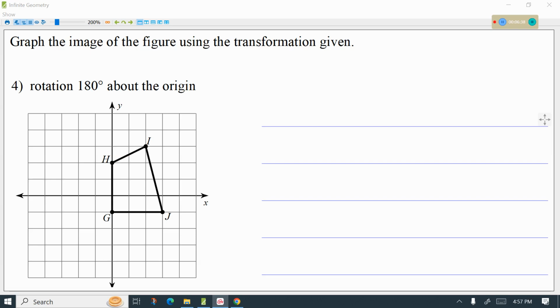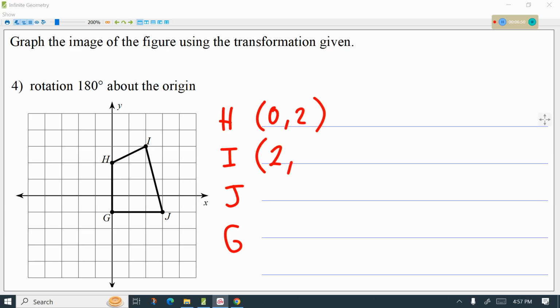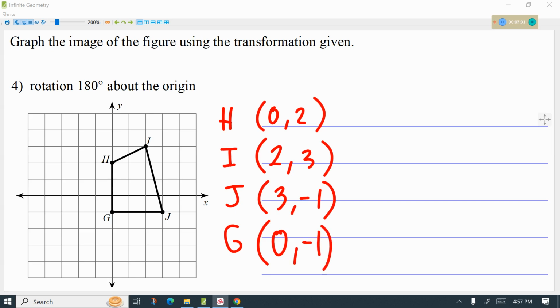So in this idea, again, like I told you last time, just get all of the points, like H, I, J, G, and just put them down. So H is 0, 2. I is 2, 3. To get to J, I have to go right 3 and down 1. And to get to G, I don't go left or right, so that's 0, but I just go down 1.